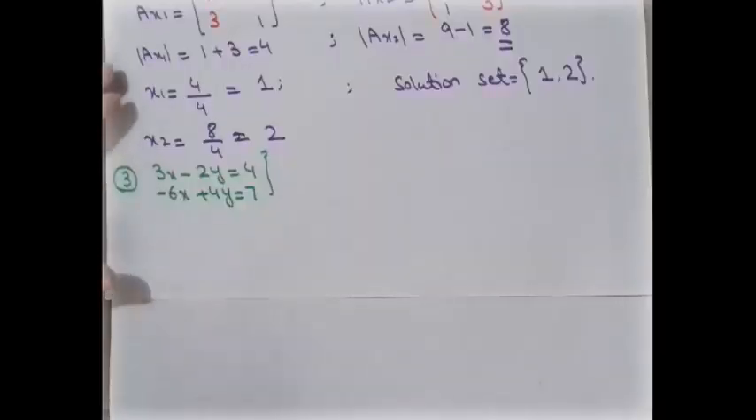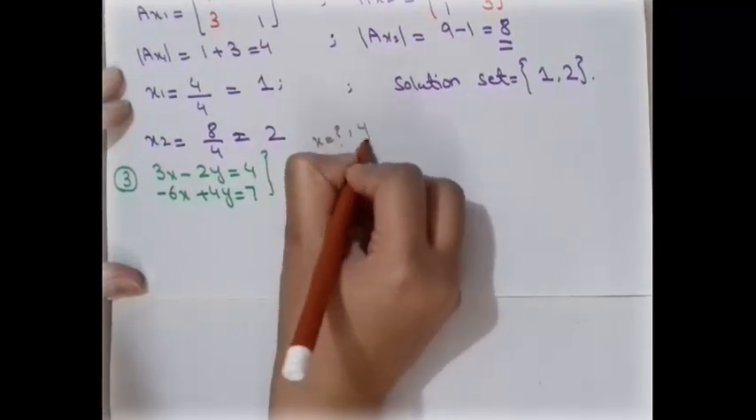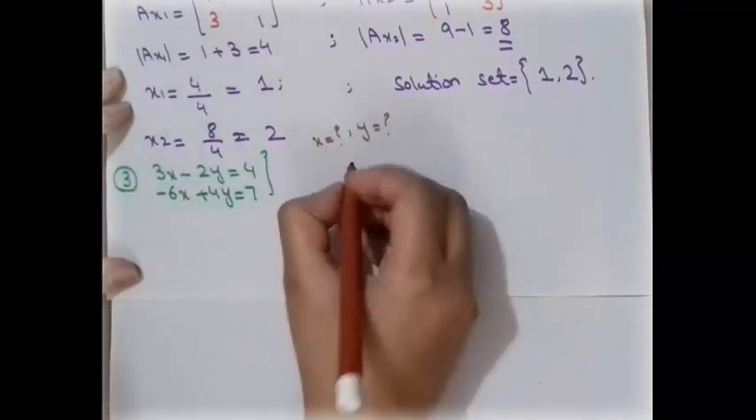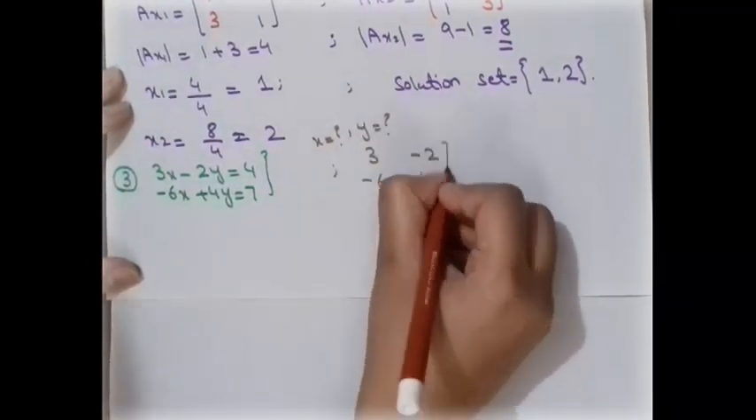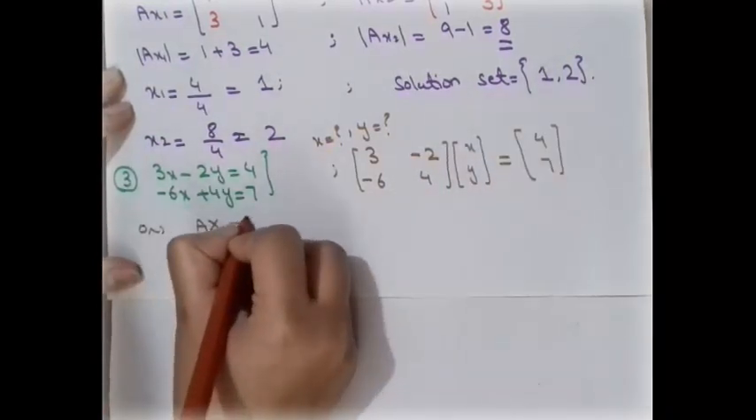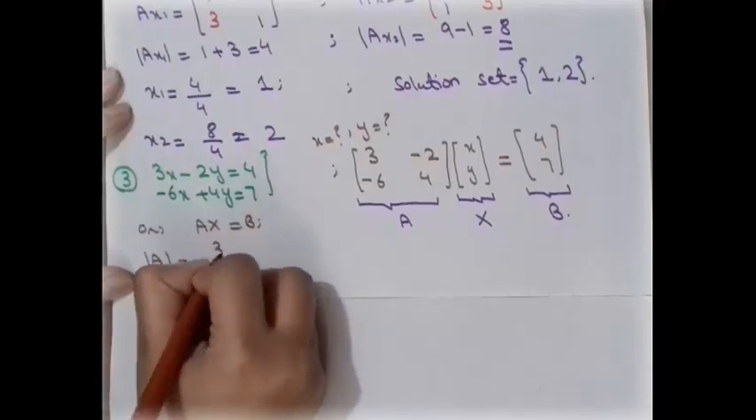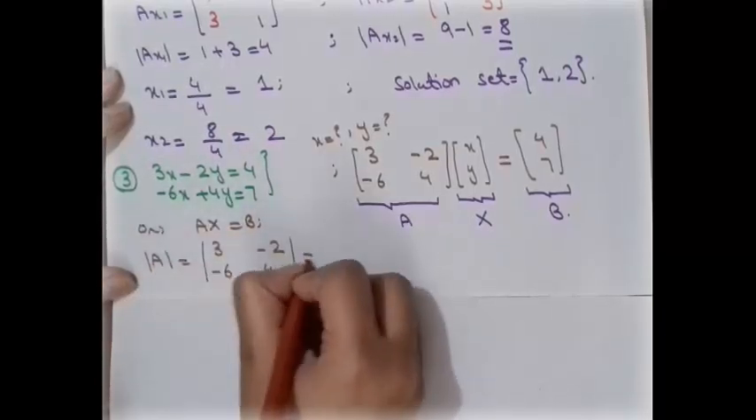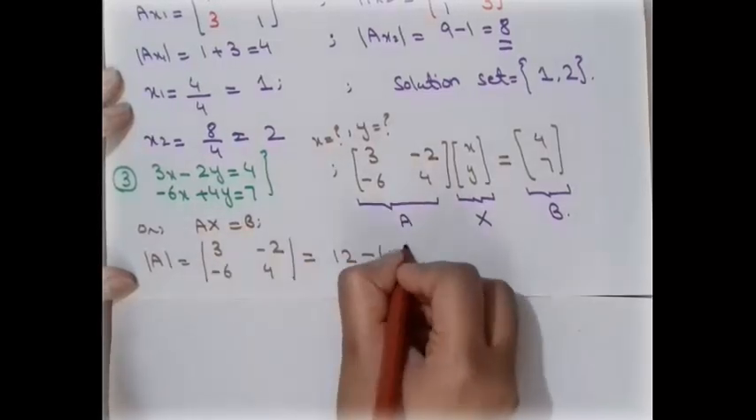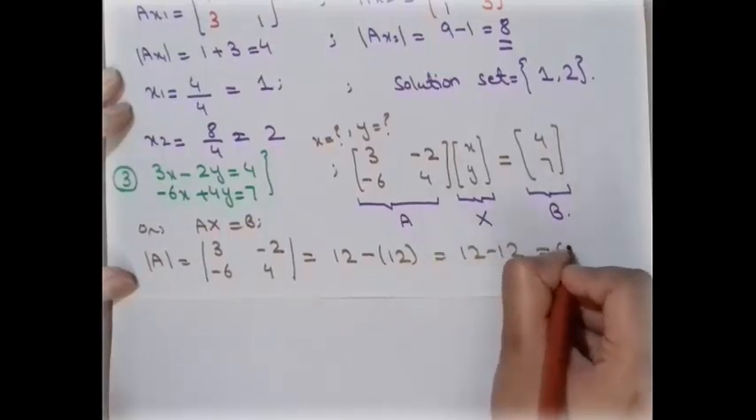Third example, and in this example we also calculate the value of x and the value of y. So the first step is to write these equations in matrix form, AX equals B. So the matrix A is, and taking the determinant, which is 12, the sign is minus, so it will be positive 12. So 12 minus 12 equals 0.